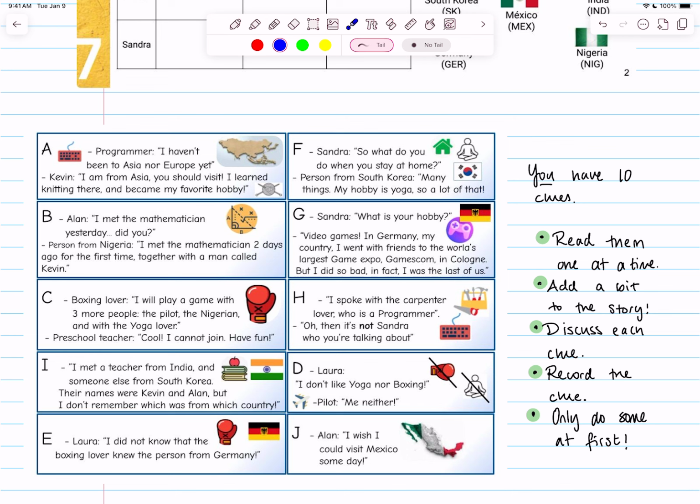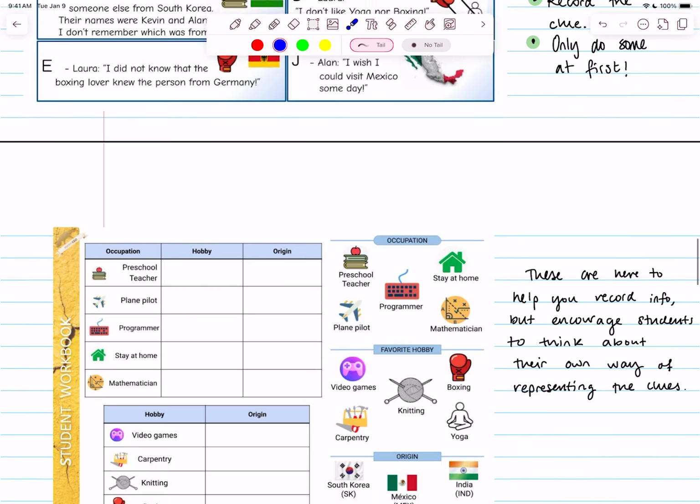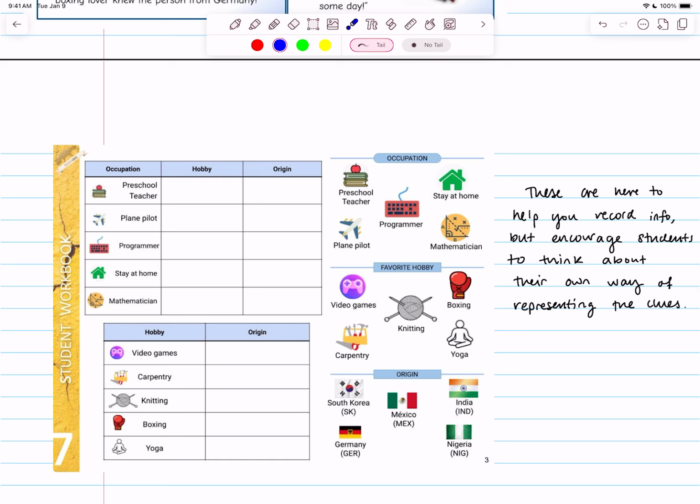Look at this one. Alan says, I met the mathematician yesterday. Did you? Person from Nigeria. I met the mathematician 2 days ago, together with a man called Kevin. So there's a lot of information to be gleaned from that, namely that Kevin is not a mathematician, neither is Alan, neither is the person from Nigeria. And a lot of that information is really complicated. And so it's going to pay dividends not only to have tables, but other ways of recording this information so they can compile it and come up with the solution.